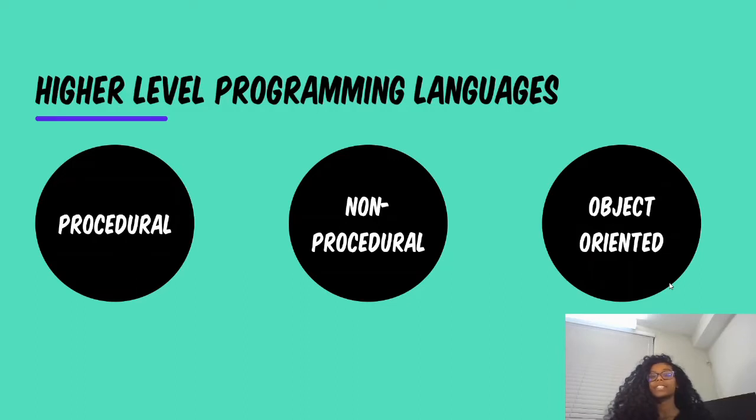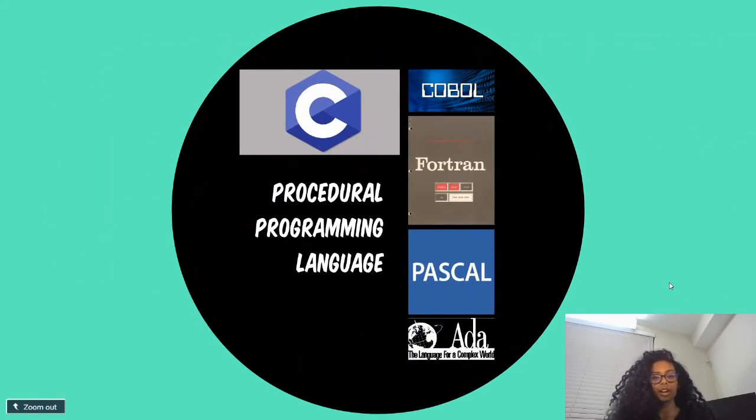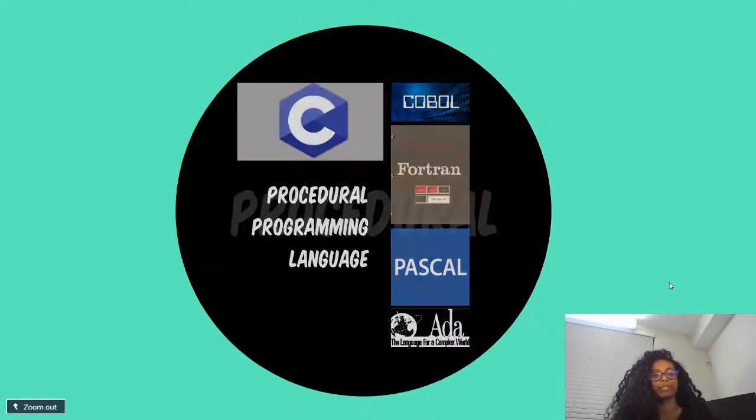Okay, so there's three types of higher-level programming languages: procedural, non-procedural, and object-oriented. Procedural languages are used to execute sequences of statements which lead to a result. Typically, it includes a lot of variables, loops, and conditional statements. Examples of procedural programming languages are C, Fortran, COBOL, Pascal, and Ada.